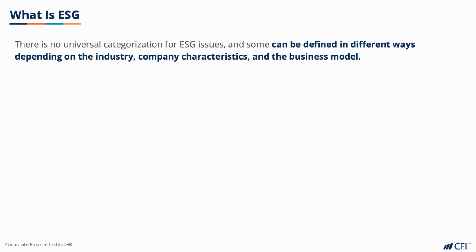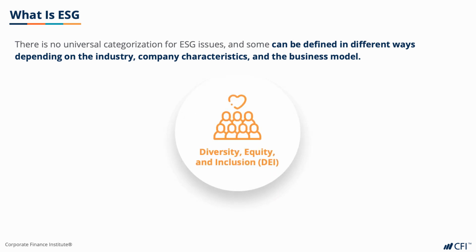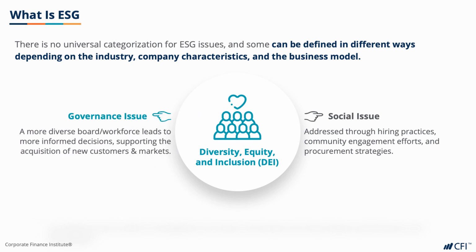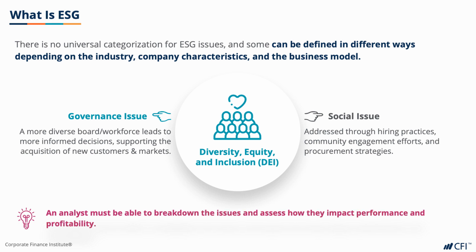For example, some companies and investors define diversity, equity, and inclusion, DEI, as a social issue to address through their hiring practices, their community engagement efforts, or their procurement strategies. But some also define DEI as a governance issue, viewing a more diverse board and workforce as essential to making more informed decisions, spurring innovation, and supporting the acquisition of new customers and markets. This lack of uniformity is even more reason that you as an analyst must be able to break down the issues and assess how they may impact performance and profitability.